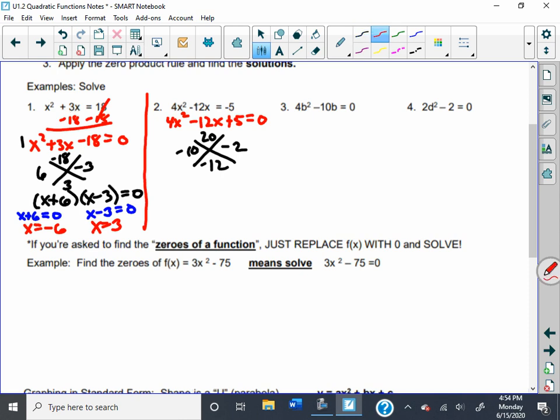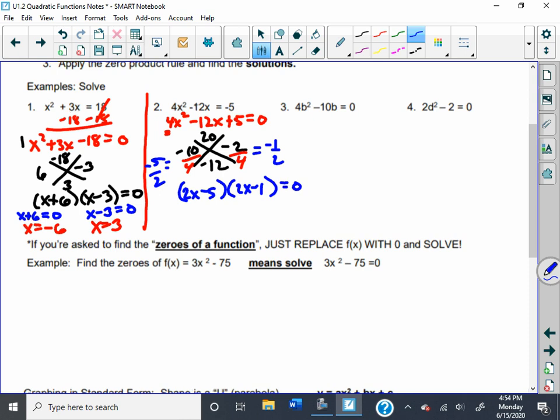Now, because I'm leading off with a 4, I have to divide by 4 on both of them. I have to simplify also. Negative 10 over 4, that's negative 5 over 2. Negative 2 over 4 is negative 1 over 2. All right, so then my factors, bottoms up. The bottom number comes up next to the x, 2x minus 5. And the other one, 2x minus 1 equals 0.